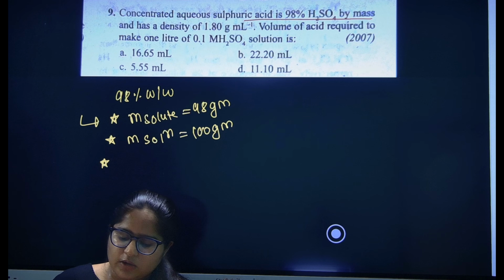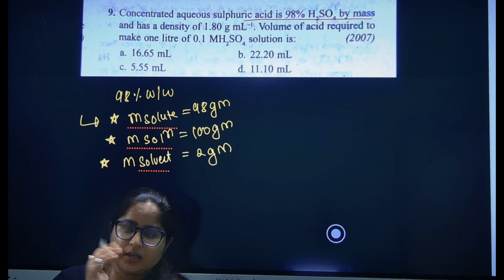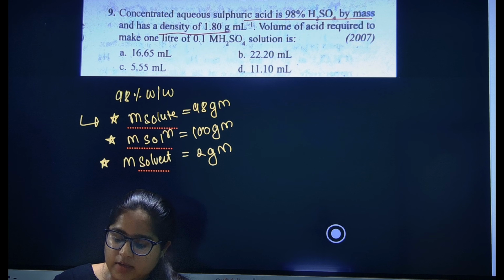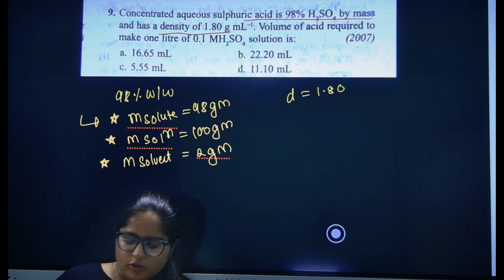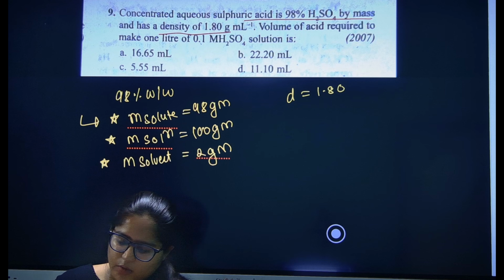Third point you also have in your brain: mass of solvent I can also write down, that is 2 gram. Okay? Now we will solve whatever question we want. Next, it has a density. Density is given. Density given means we have to convert either mass into volume or volume into mass. Here mass is given, so surely we have to find out volume.